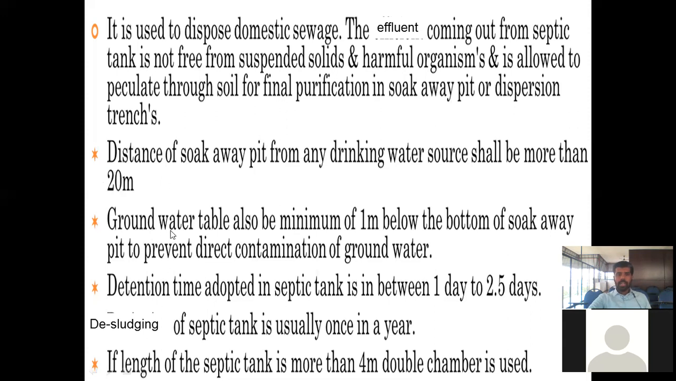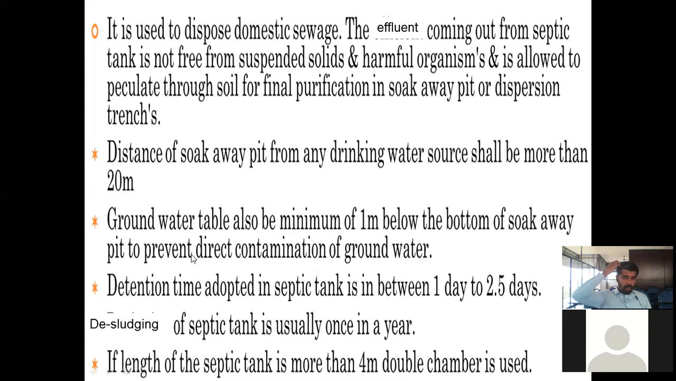Not only that, the groundwater table should also be a minimum of 1 meter below the bottom of the soak away pit to prevent direct contamination of groundwater. You know what is water table, right? If you are digging your soil, the level at which you get water is called the water level. You will have a water level in each locality, each area. Here it might be 5 meters, or in some other location it might be 8 meters.